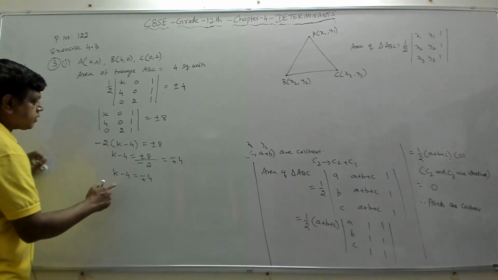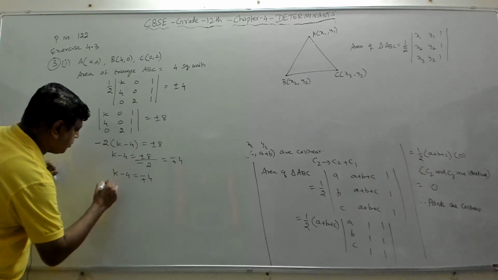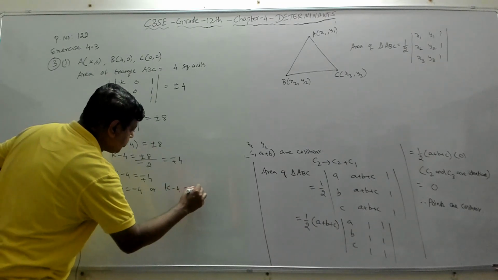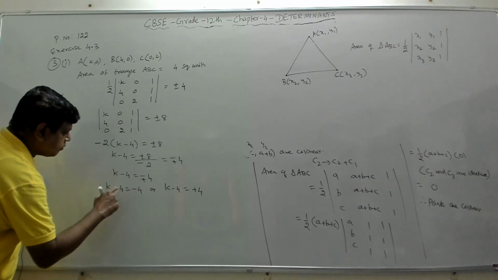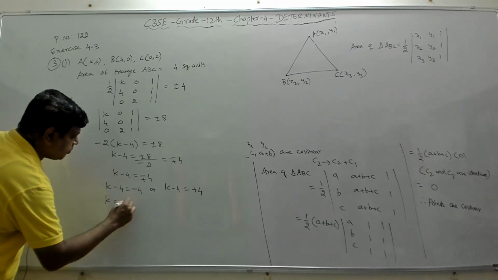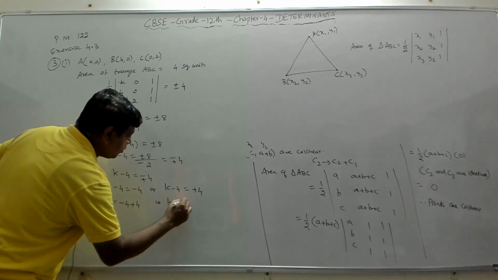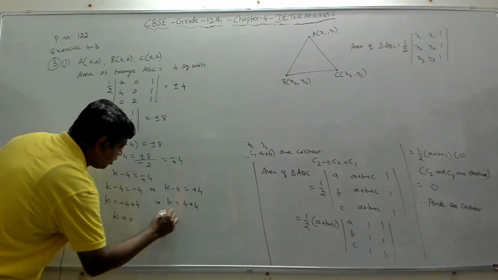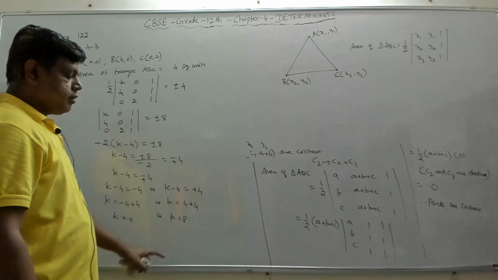So now, which means you will get k minus 4 is either minus 4 or k minus 4 equal to plus 4. That is the meaning of plus or minus 4. So which means here this minus 4 will go here, it will become minus 4 plus 4, or k will be equal to 4 plus 4, which means k is equal to 0 or k is equal to 8. So the value of k is either 0 or 8.